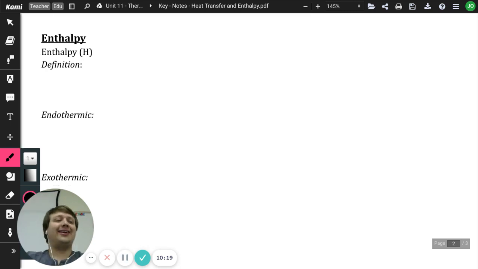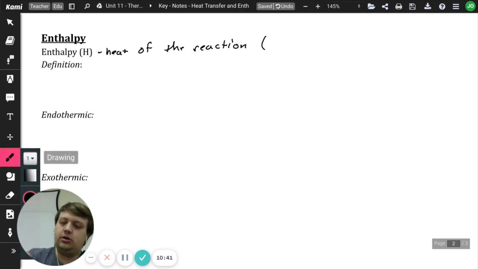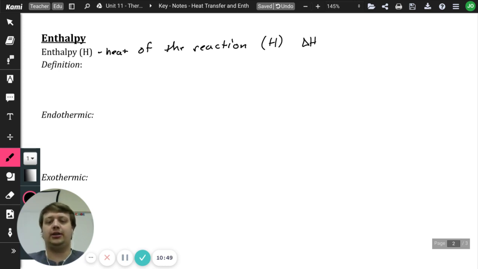All right, so now let's actually take a look at enthalpy. Now, enthalpy is basically going to be the heat of the reaction. So it is the heat of the reaction. And we do typically represent this with, again, that H, like this. And sometimes you'll see it as a delta H because we're representing that change in heat, right? Okay, so the definition.